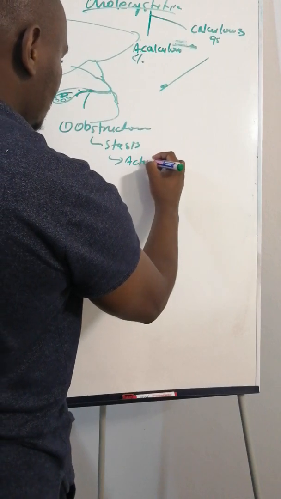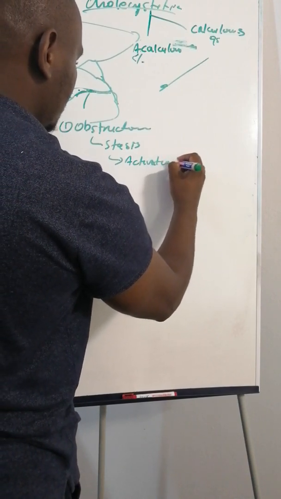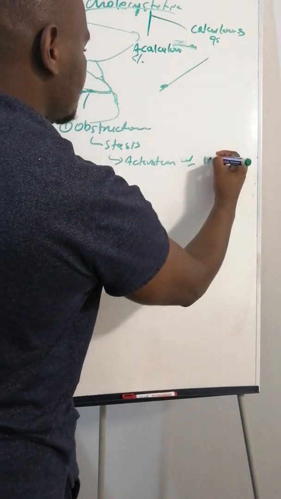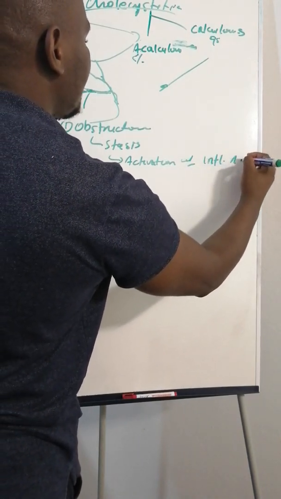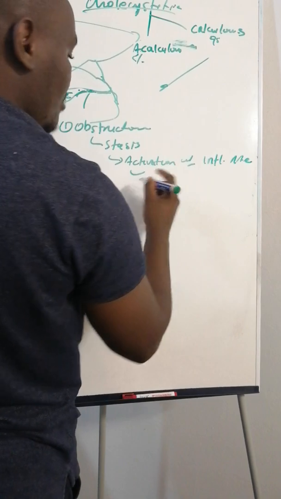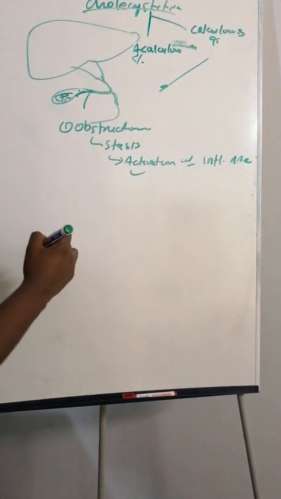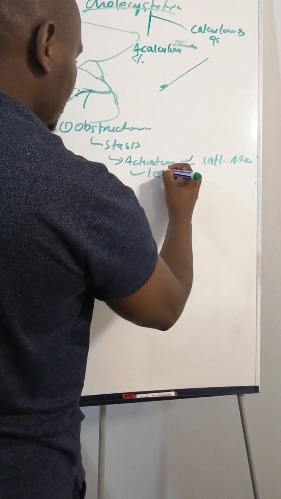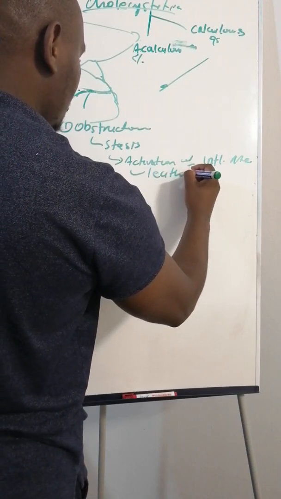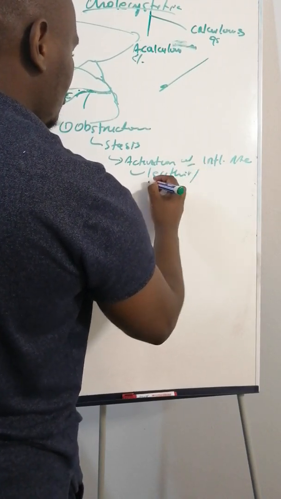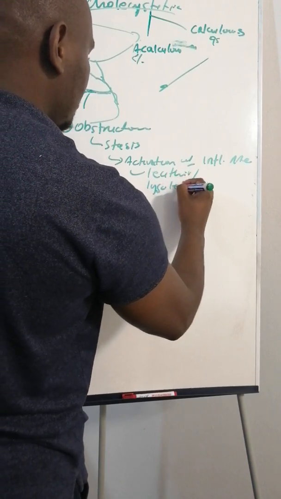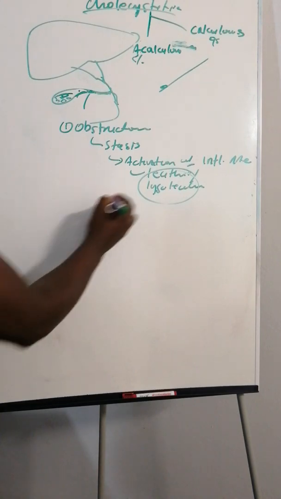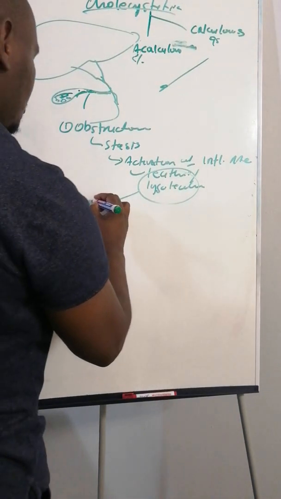Activation of inflammatory mediators, like your enzymes, your phospholipase A, but the most important one is your lecithin, or your lysolecithin. So once you have got these inflammatory mediators, they will cause inflammation.